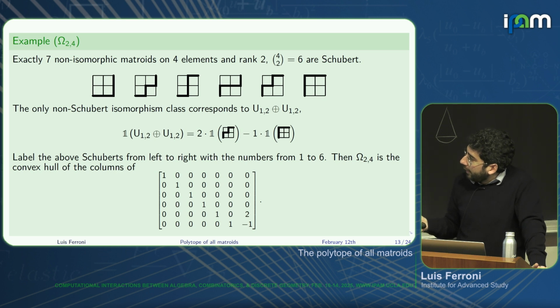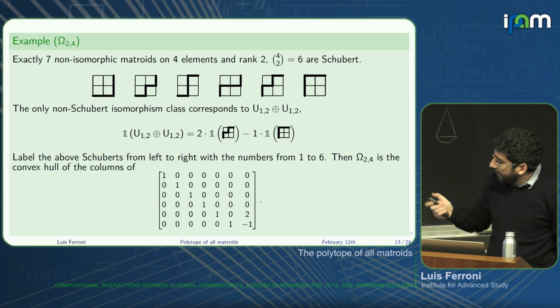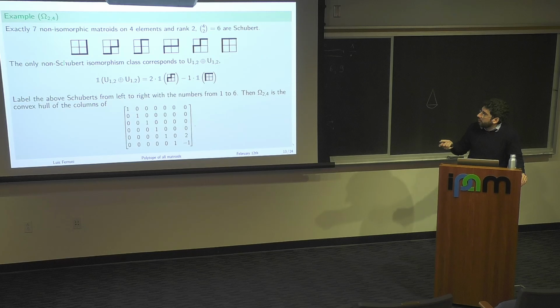If you like, compute it by hand or using whatever fancy theorem in matroid theory you like. You can compute that the symmetrized indicator function of this matroid is essentially twice the symmetrized indicator function of this Schubert matroid minus 1 times the symmetrized indicator function of this Schubert matroid, which is the uniform one.